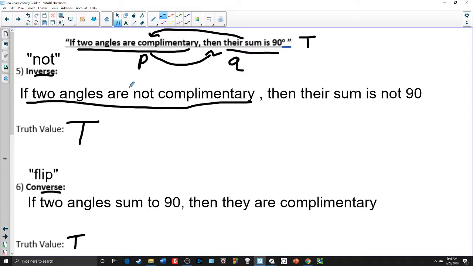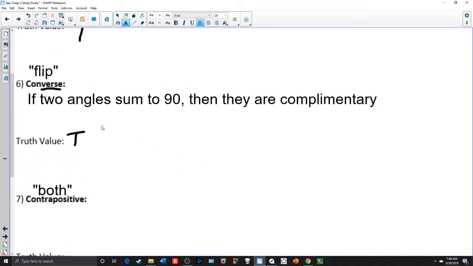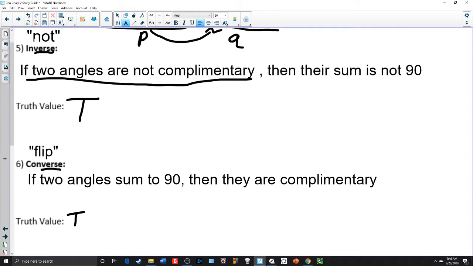Now, the next one is the contrapositive. The contrapositive deals with simply doing both of these. So let me scroll down here for a minute. The contrapositive is when you do both. So you flip and you negate. Or you can say you negate and then flip. It doesn't matter either way, actually.